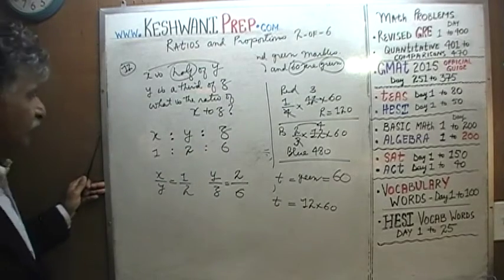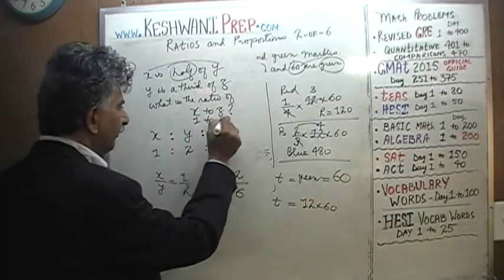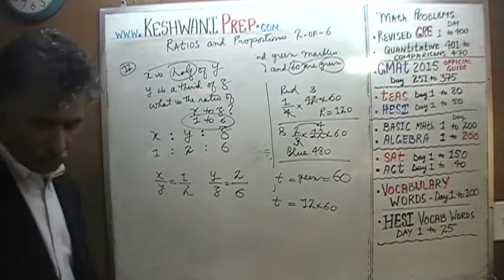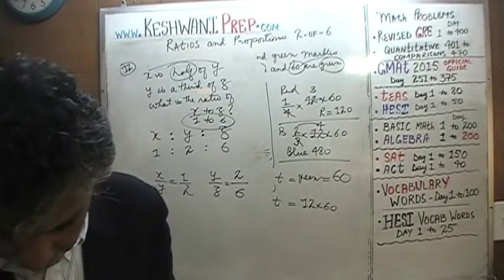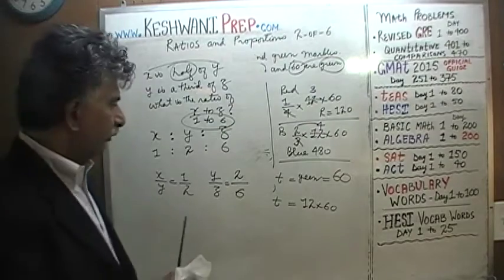Question is, what's the ratio of x to z? The answer is, the ratio is 1 to 6. You understand? Let's do one more, shall we?